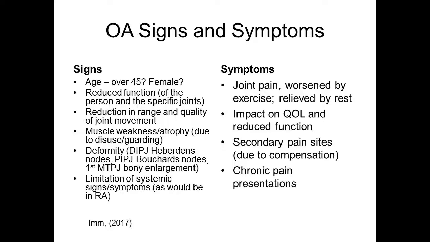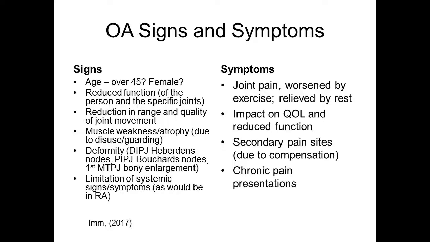So, the signs and symptoms, if we consider them with osteoarthritis, you'll probably see these regularly as part of your clinical practice, but the signs are obviously associated with advancing age and female sex predisposition, and reduced function of not just the joint but of the person themselves, so looking not just at the joint but at the patient as a whole. There will definitely be a reduction potentially in function depending on the stage and presentation of the osteoarthritis, a reduction in the range and quality of the joint movement, and muscle weakness and atrophy, obviously due to disuse, guarding, protecting the joint. If something's painful, you don't want to use it as much, and therefore the muscles that have an impact on other structures surrounding the joint, as well as intra-articularly what's going on in terms of the pathology.